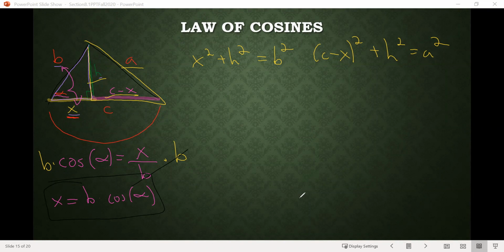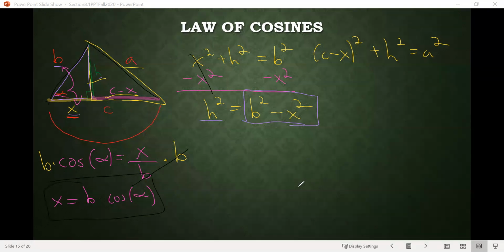All right, now going back to these other two equations we have up here in the upper right, we have x squared plus h squared equals b squared, and the other one. In the x squared plus h squared equals b squared, I'm going to isolate the h squared. I'm going to do that by subtracting x squared from both sides. When we do that, we end up with h squared equals b squared minus x squared. And now we have h squared equals this. And so that means that this right here, b squared minus x squared, can be substituted for the value of h squared.